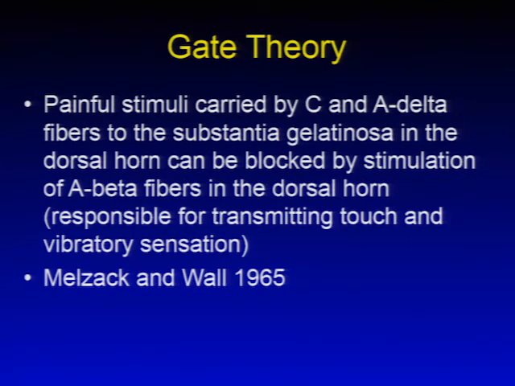I touched just right now on the gate theory of pain, and I wanted to further describe that. It was formulated by Melzack and Wall in 1965. In the gate theory of pain, painful stimuli are typically carried by the C and A delta fibers to the substantia gelatinosa in the dorsal horn. However, it is thought that blocking this stimuli via A beta fibers in the dorsal horn can help decrease pain. That is how the mechanism of spinal cord stimulation is thought to work.